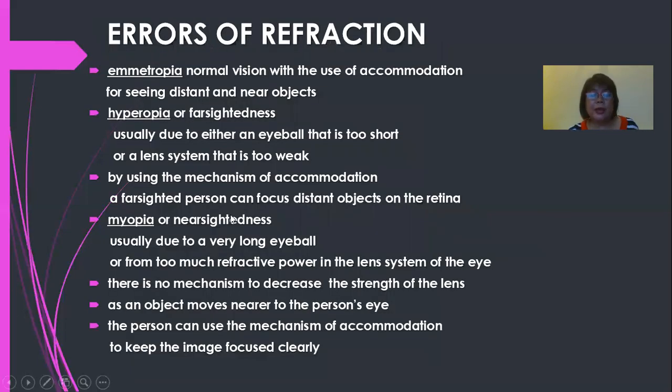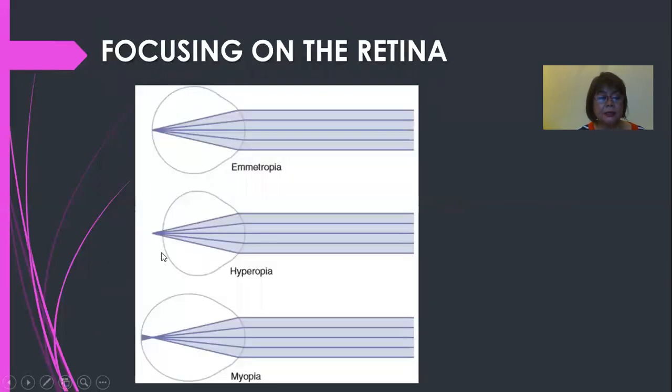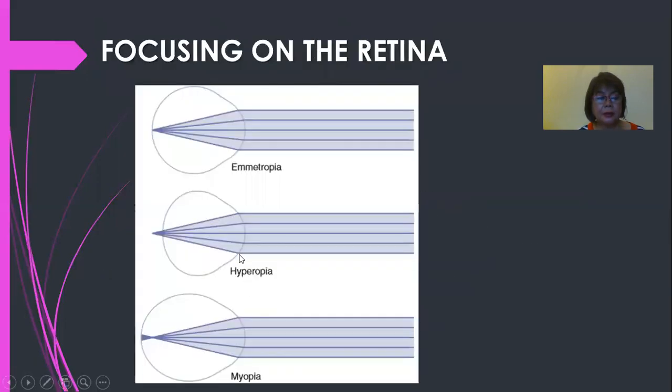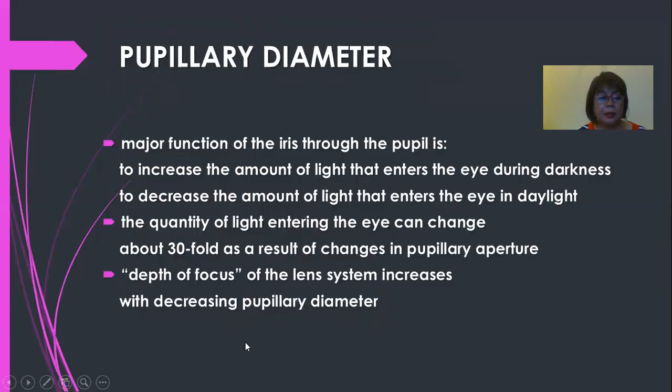So we have the errors of refraction. Emmetropia: normal vision with the use of accommodation for seeing distant and near objects. Hyperopia or farsightedness is usually due to either an eyeball that is too short or a lens system that is too weak. By using the mechanism of accommodation, a far-sighted person can focus distant objects on the retina.